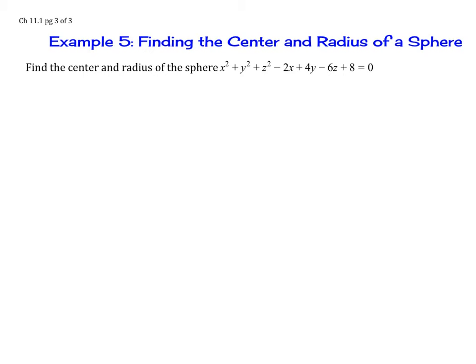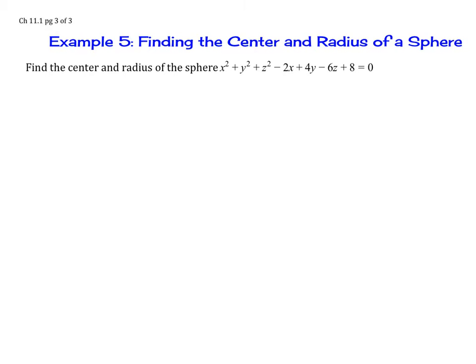For example 5, we're going to find the center and radius of a sphere. So find the center and radius of the sphere, x squared plus y squared plus z squared minus 2x plus 4y minus 6z plus 8 equals 0. So here, we are going to complete the square.